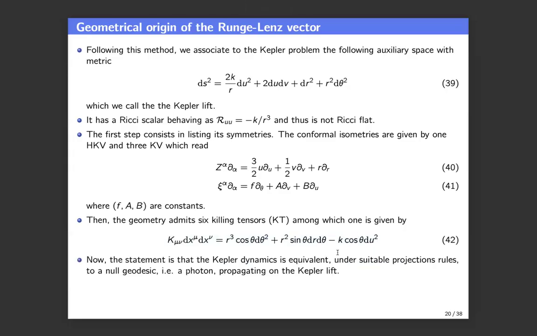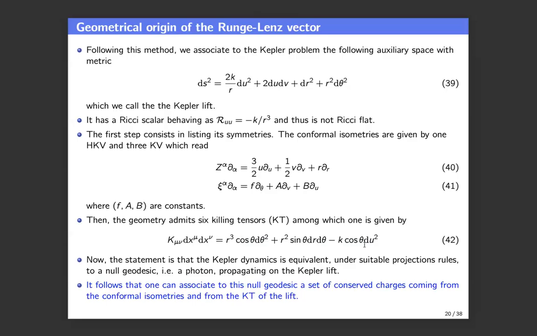Now the statement is that the Kepler dynamic is equivalent, under the suitable projection that I introduced before, to a null geodesic on this metric. So a photon propagating on this metric. And from this, it follows that one can associate to this null geodesic a set of conserved charges coming from the conformal isometry, but also from this Killing tensor.